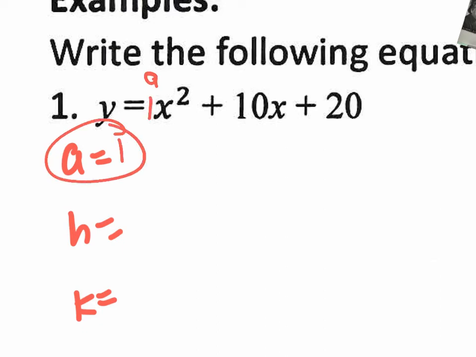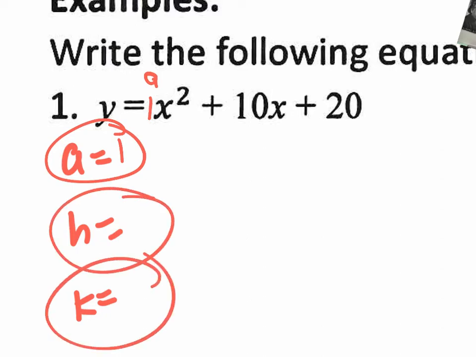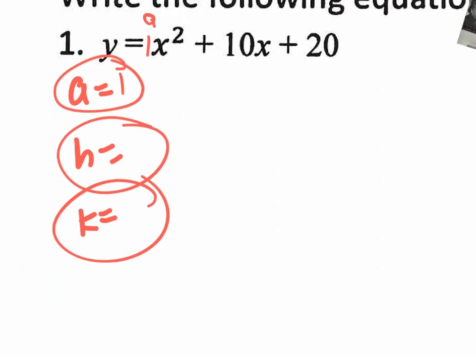Now, I don't see an h and a k, but I know that I could get that h and k from my vertex, all right? So my vertex, which is a coordinate, will provide me my h and k value. So how do I find my vertex on any parabola? To find the vertex of any standard form quadratic trinomial equation, you're going to use a formula. The formula is x equals negative b over 2 times a.